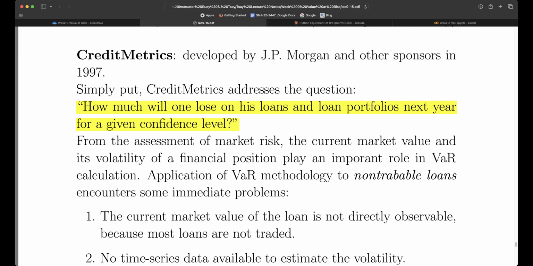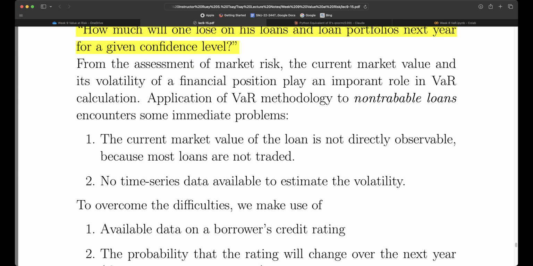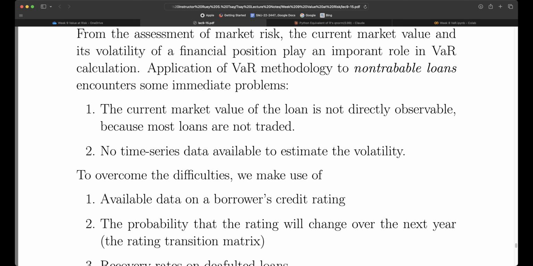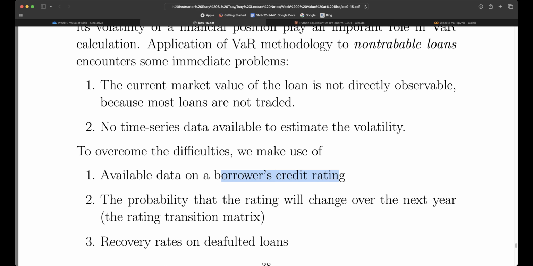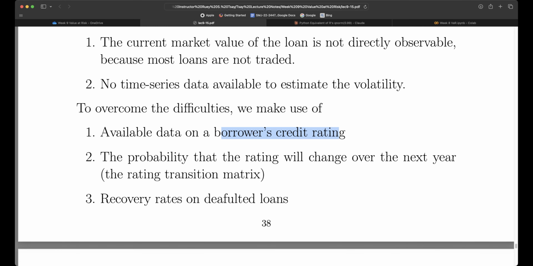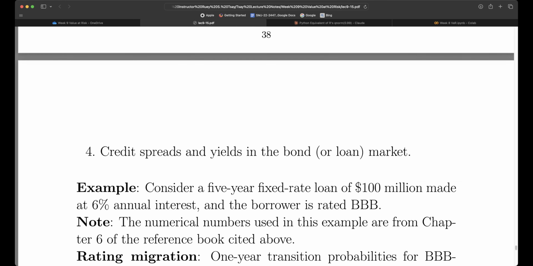Application of the value at risk methodology to non-traded loan income has some immediate problems. The current market value of a loan is not directly observable because most loans are not traded, and there is no time series data available to estimate the volatility. So to overcome the difficulty, we make use of available data on the borrower's credit rating, or the probability that the rating will change over the next year, which is the rating transition method we saw, and recovery on the defaulted loan, and the credit spread and yield in the bond market.